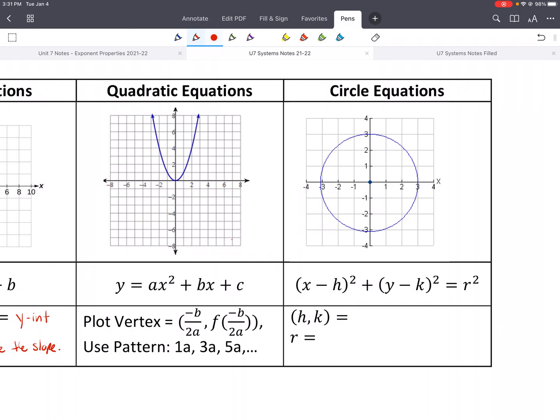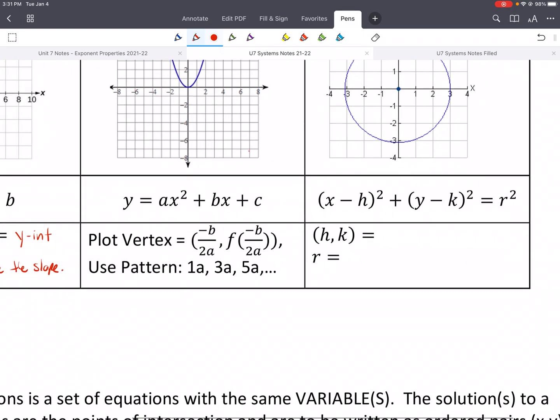So all you need to do is plot the vertex. Well, how do we find the vertex? If you remember, we did the quadratic formula, x equals negative b plus or minus the square root of blah, blah, blah, all over 2a. This is your axis of symmetry. Then we're basically adding and subtracting the same amount to both sides, which gives us the x-intercepts. So that's where this negative b over 2 comes from.